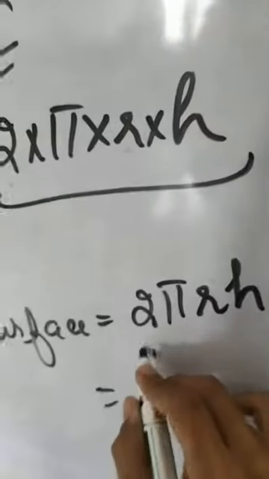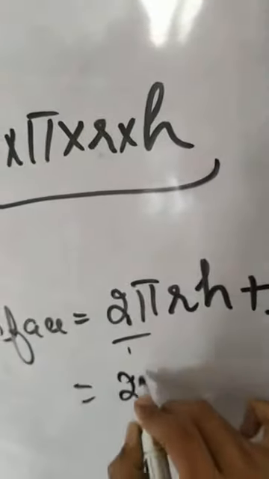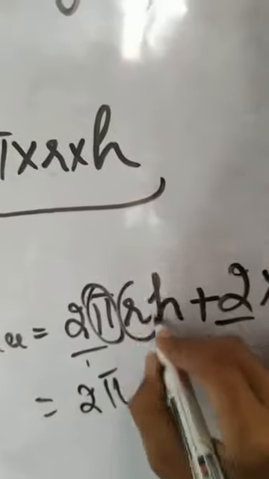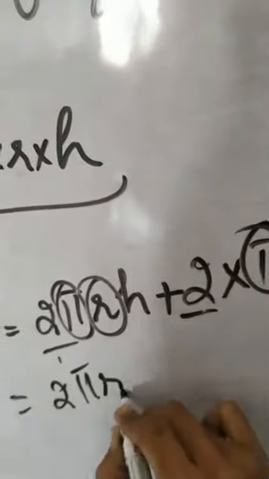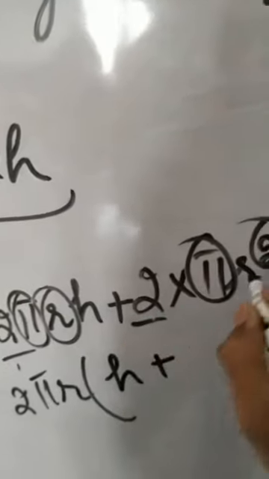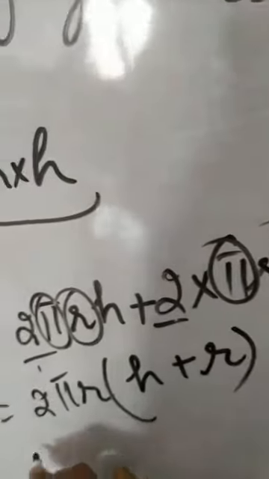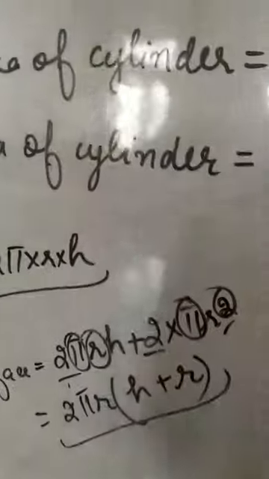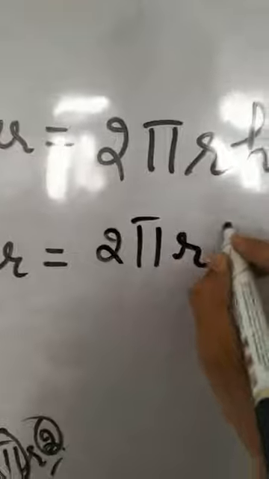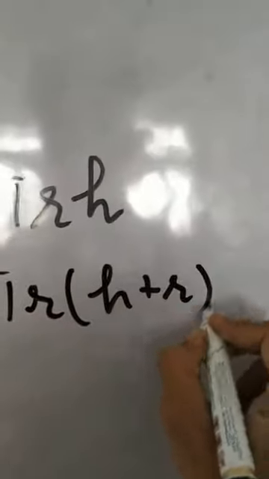Now taking common 2 pi r, and what is left? h plus r. So this is the total surface area, 2 pi r (h plus r).